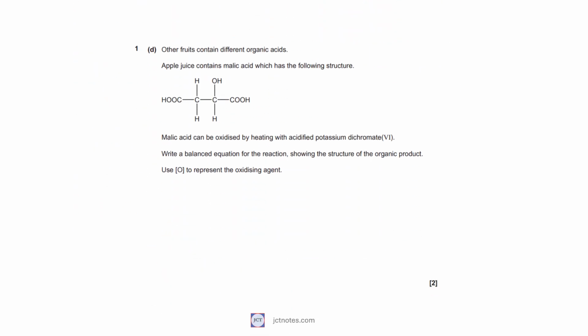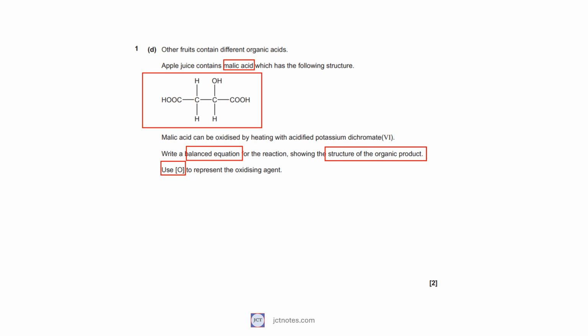In Part D of Question 1, we are given the structure of malic acid. We are asked to write the balanced equation and the structure of the organic product obtained when the malic acid is oxidized by heating with acidified potassium dichromate. We are asked to write [O] in square brackets to represent the oxidizing agent.